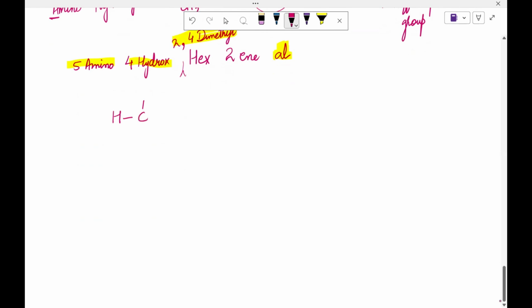H-C double bond O, and then we have COH, and we have H group here, and then we have this CH, and then we have CH2, CH2, C double bond O-OH.